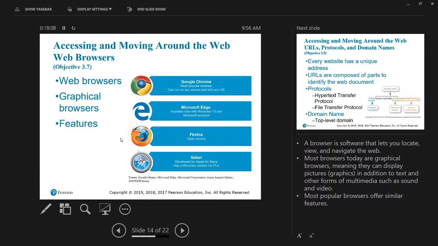Just out of curiosity, quick survey, how many people use Chrome? Yeah, that's usually pretty much the breakout of it.